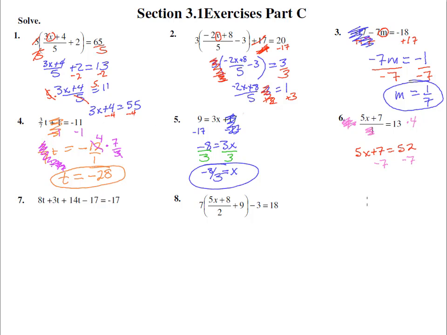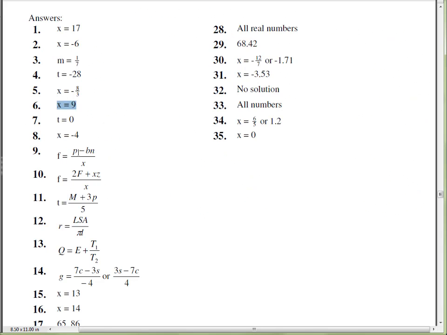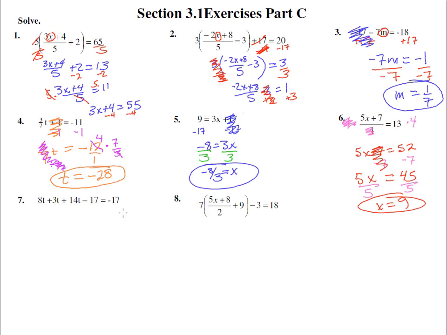So we're left with 5x on the left-hand side, because the plus 7 and the minus 7 go away. 52 minus 7 is 45. Good. Now, how do we get rid of this timesing by 5? We divide by 5. And we're left with x equals 9. Good. Let's check our answer on that one. X equals 9.